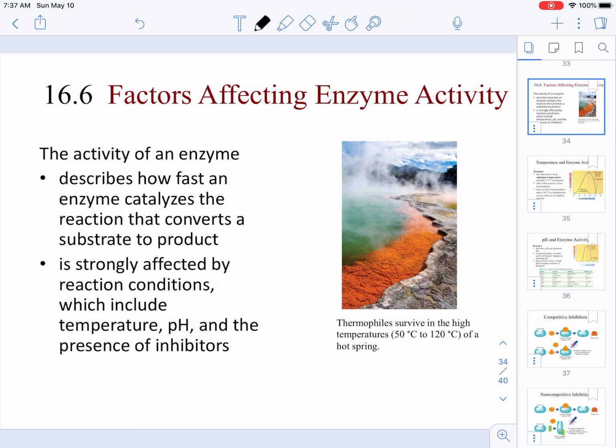In this video, we are going to be talking about the factors that affect an enzyme. Specifically, we're going to focus on temperature, pH, and the presence of inhibitors.